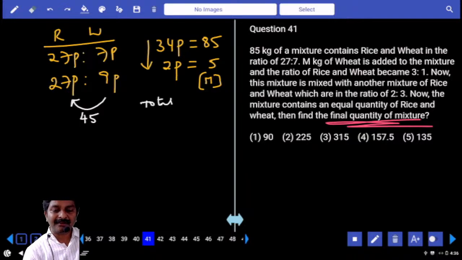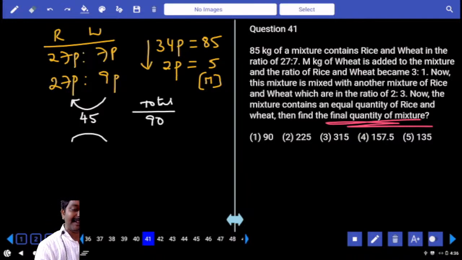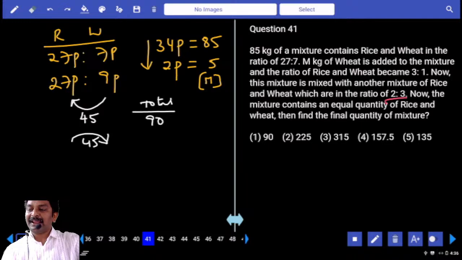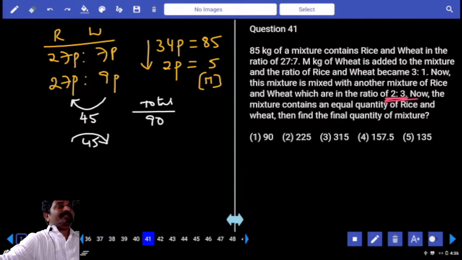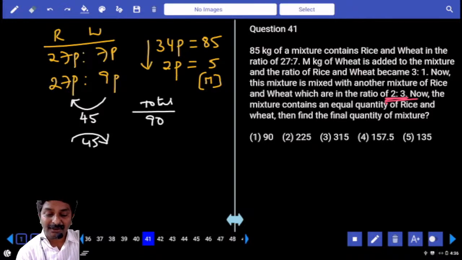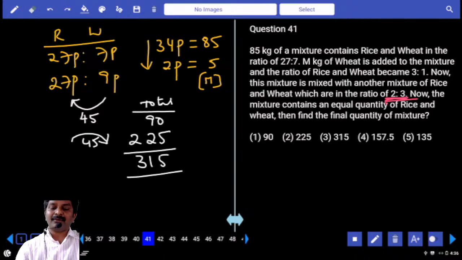What is the total quantity here? 90. To this you need to add something else. In that, wheat must be 45 kgs more than rice. Then only after adding these two, both will be equal. In the second container, rice and wheat are in the ratio 2:3. Wheat is how many parts more? 1 part. That must be equal to 45. Then total quantity is 5 parts. 5 into 45, 225. The question is to find the final quantity, which is the sum of 90 plus 225.